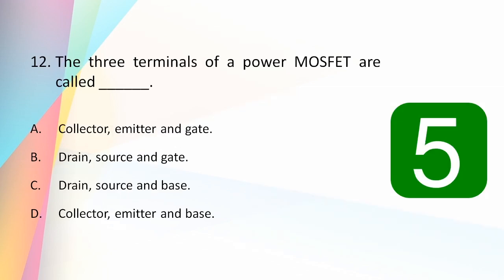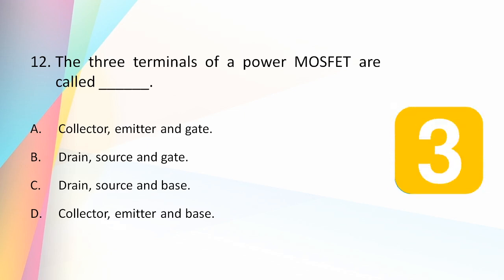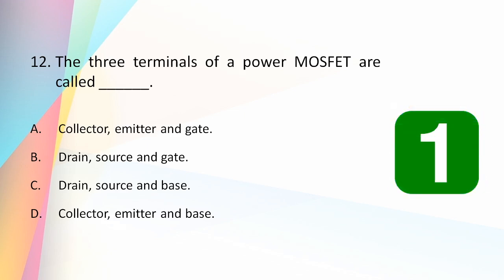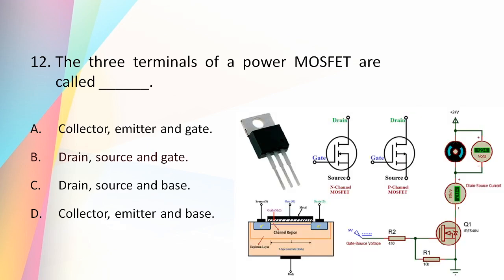The 3 terminals of a power MOSFET are called collector, emitter and gate, drain source and gate, drain source and base, collector, emitter and base. And you might have guessed this right. The answer is drain, source and gate.